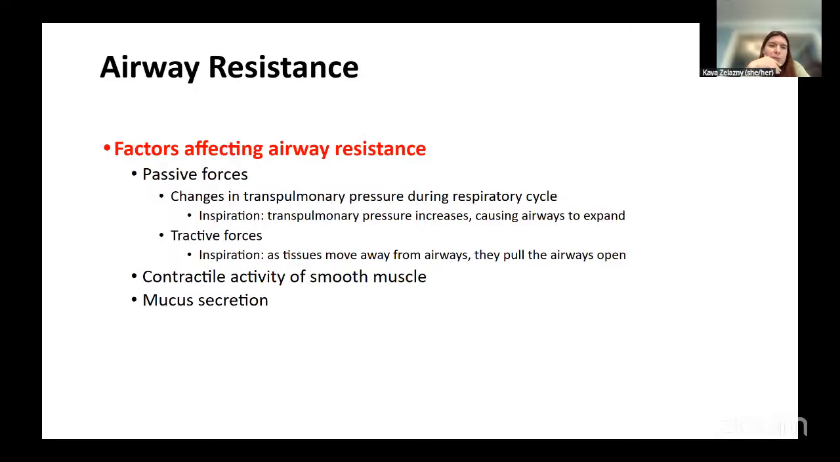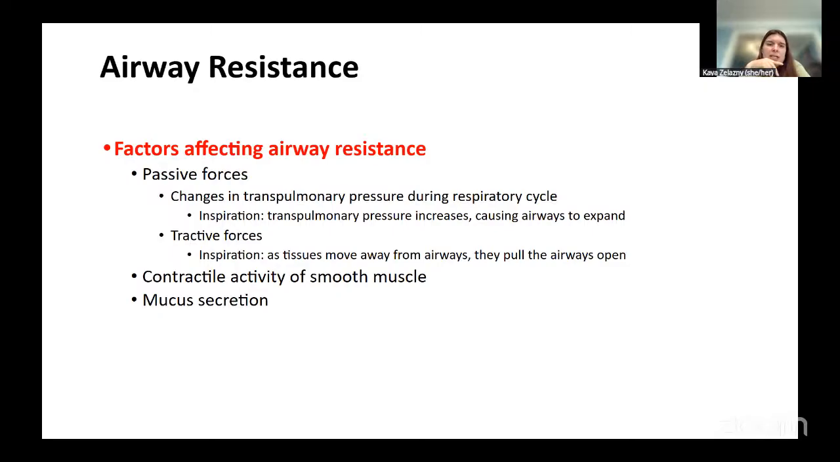So we see some changes as you breathe in and out, usually. So during inspiration, that transpulmonary pressure is usually increasing, getting bigger, right? So this is more of a pull on the lung, creating airways that expand and get larger, right? So as they're getting larger, you're making it kind of easier to move air into the lungs, right? So in that case, we are decreasing our resistance.